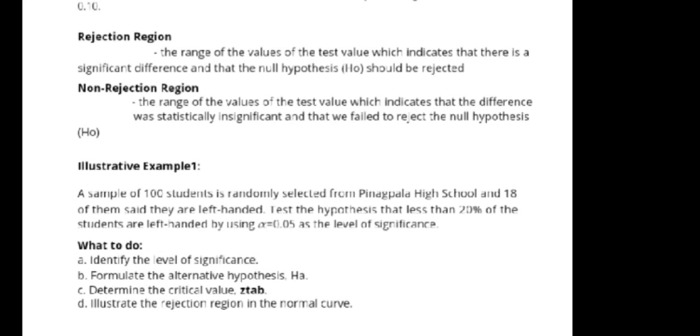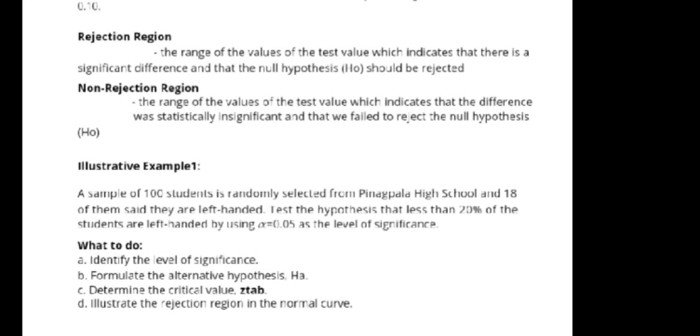While the non-rejection region is the range of the values of the test value which indicates that the difference was statistically insignificant and that we failed to reject the null hypothesis. This is vice versa, meaning there are no changes, so we do not accept the alternative while we accept the null hypothesis.